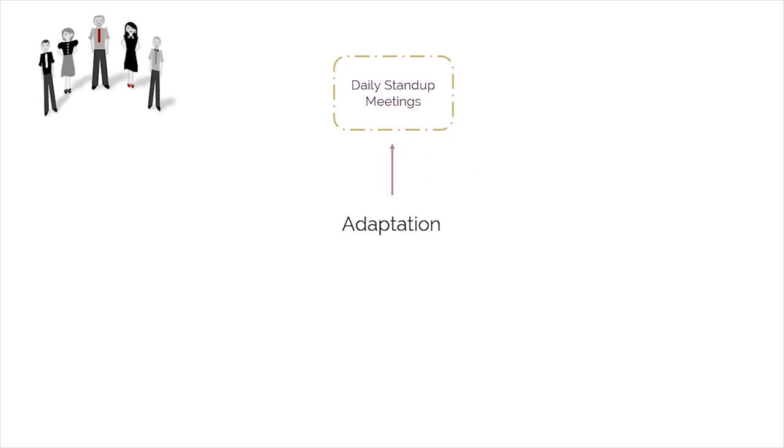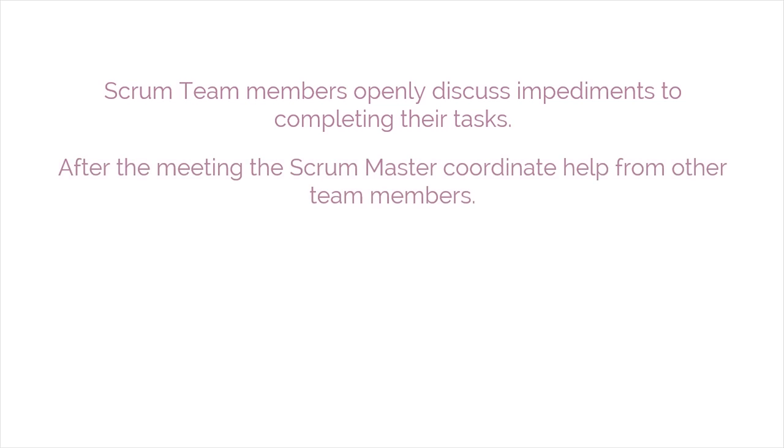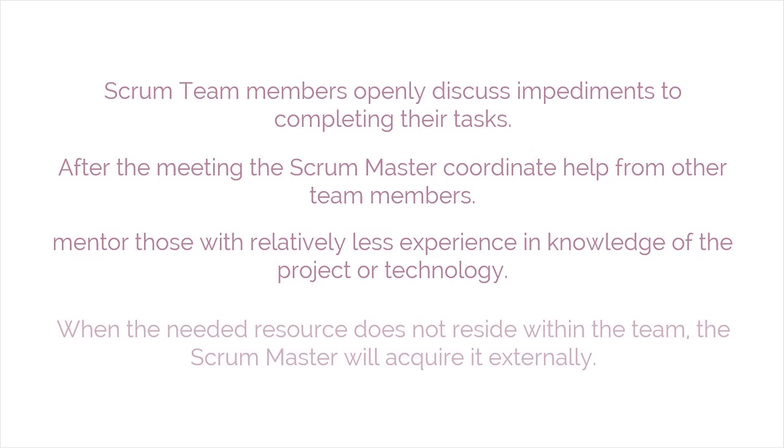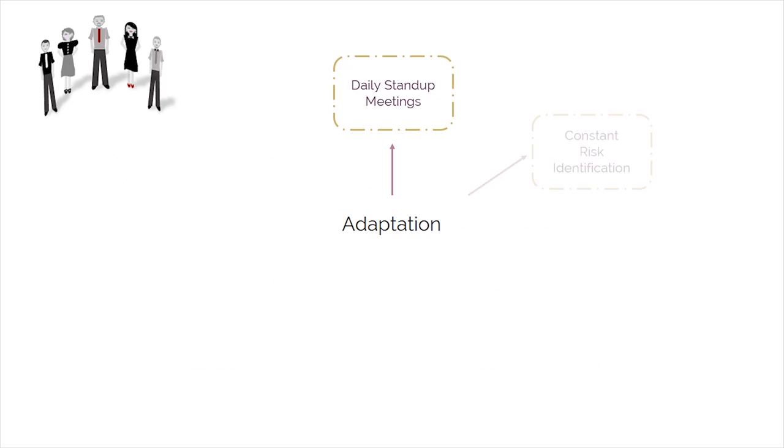In daily stand-up meetings, Scrum team members openly discuss impediments to completing their tasks. After the meeting, the Scrum Master coordinates help from other team members. More experienced members in the Scrum team also mentor those with relatively less experience and knowledge of the project or technology. When the needed resource doesn't reside within the team, the Scrum Master will acquire it externally. Risk identification is performed and iterated throughout the project.